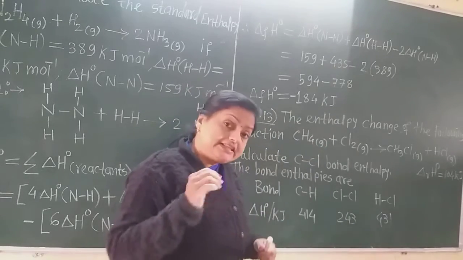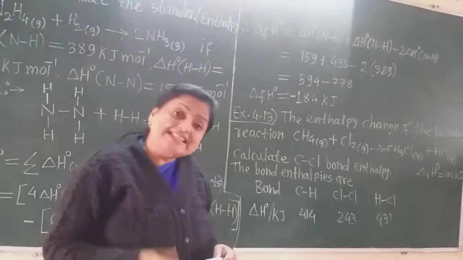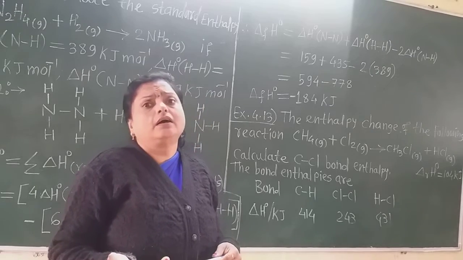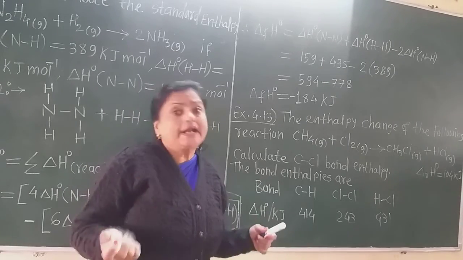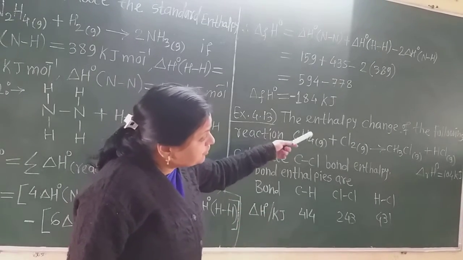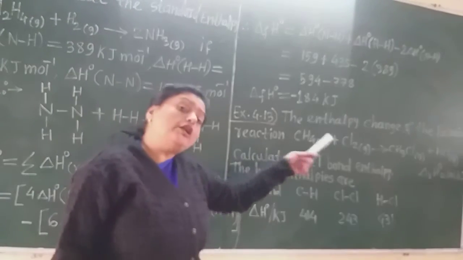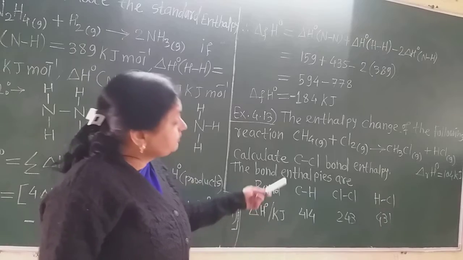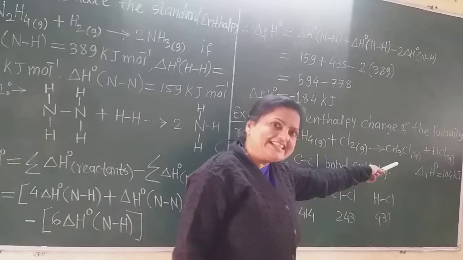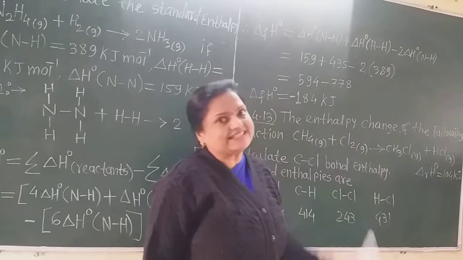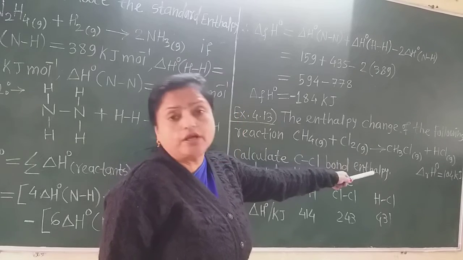kilojoule. Now in this way, students, there are numericals in the examination. Now see the second, a similar formula problem. That is the second problem on bond enthalpy, the enthalpy change of the following reaction. Now the enthalpy change of this reaction is already given to us. What is the reaction? CH4 gas plus Cl2 gas gives CH3Cl gas plus HCl gas. And the heat of reaction is given, that is 104 kilojoule.